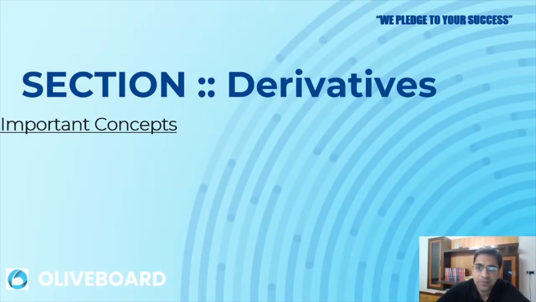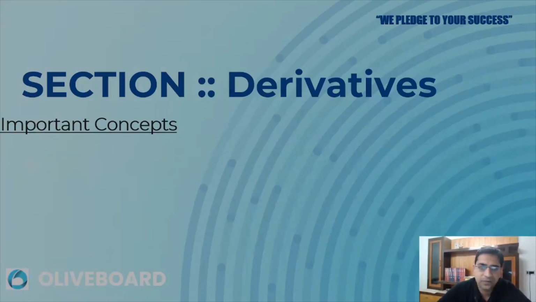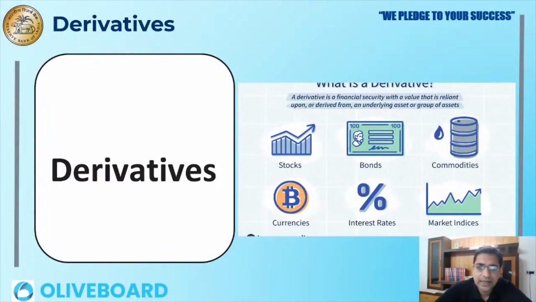The word derivative itself says that you are deriving something from the other thing, right? Derivative means that only. So let's see what is the actual meaning of the derivative. A derivative is something from which you are deriving the value of something. It can be a stock, a bond, a commodity, a currency, an interest rate, or market indices. So anything can be an underlying thing.